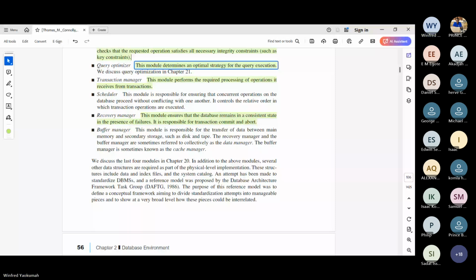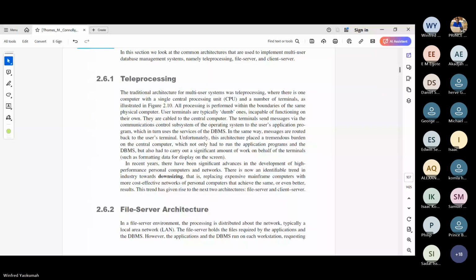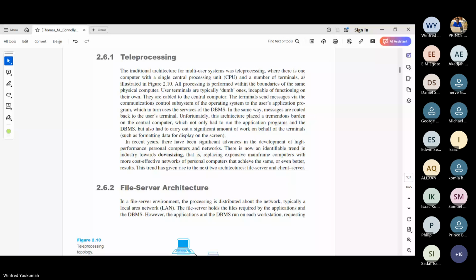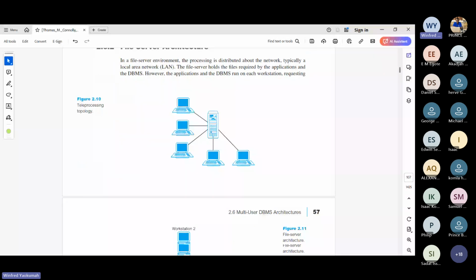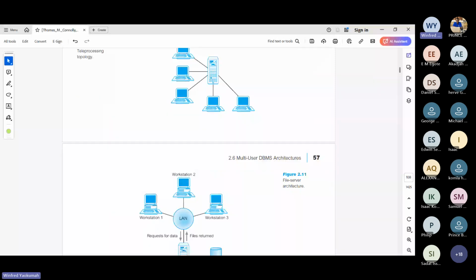Having addressed that, you will be going to the next one. Now we look at some multi-user architectures. Some architectures that database management systems have provided over time such that many users can use databases at the same time.